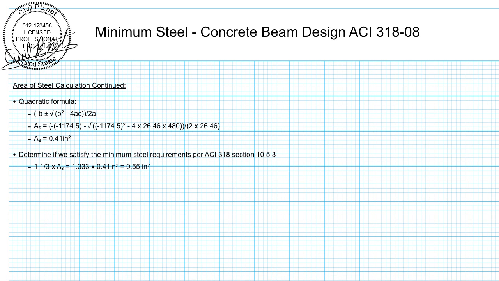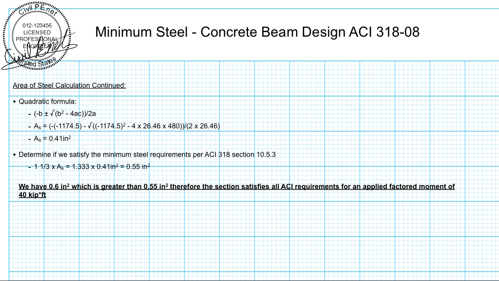Now we need to determine if we satisfy that minimum steel requirement per ACI 318 section 10.5.3. We need to figure out what 1 1/3 times the area of steel required is. 1.333 times that area of steel required, 0.41 inches squared, is equal to 0.55 inches squared. So as long as we provide a section with steel greater than 0.55 inches squared, it doesn't matter if we don't meet that first minimum steel requirement. We have 0.6 inches squared, which is greater than 0.55, so we satisfy all the requirements of ACI for an applied factored moment of 40 kip-feet on this section.